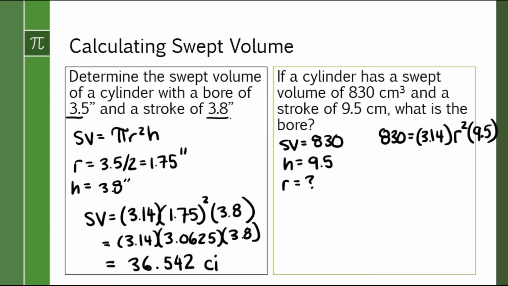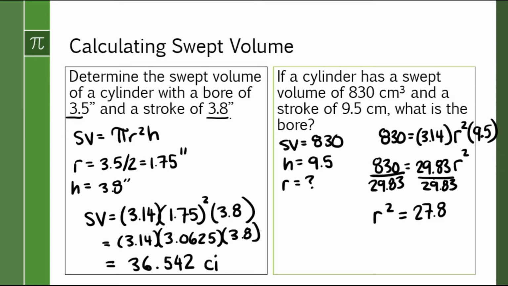I'm going to clean up the right side a little bit before I do any algebra. 29.83, which is 3.14 times 9.5. And I just leave that r squared. I want to get that 29.83 over to the left side, so I'm going to divide both sides by 29.83, which will isolate my r squared. I end up with r squared equals 27.82. If you have a square, in order to undo that, you're going to find the square root of both sides. That's just a button on your calculator.